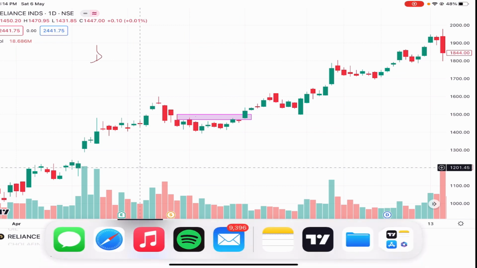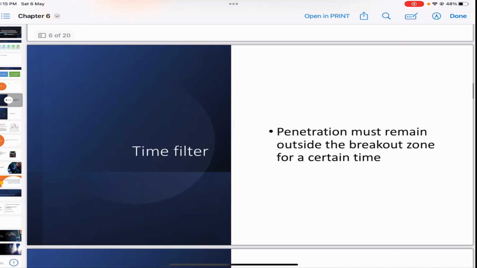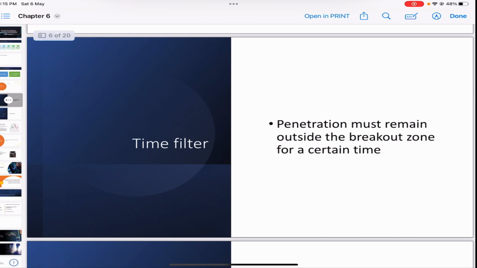So that's what they've written, that whenever the percentage is between 1 to 3%, at least it should be a 1 to 3% breakout, then it is known as ideal. So that is my second filter. And in the breakout we saw earlier, the Reliance one in the example, we can see that two of the criteria are filled. The close filter is filled, right? And the percentage filter is also done.